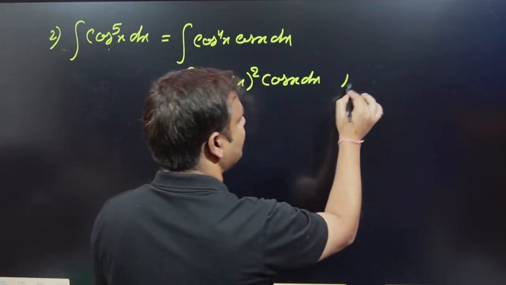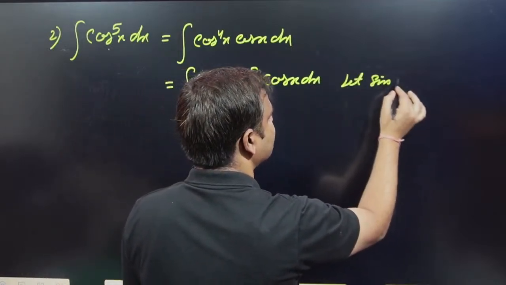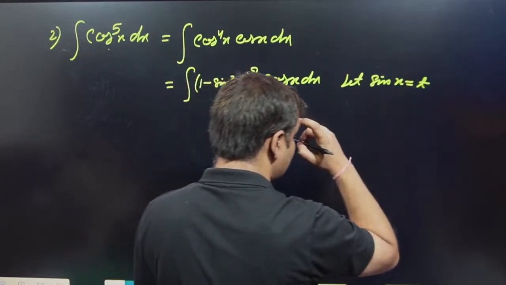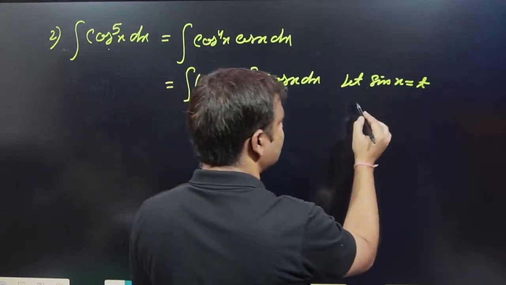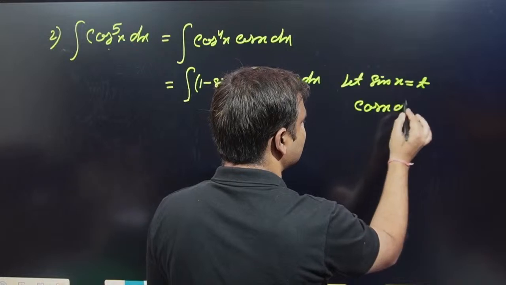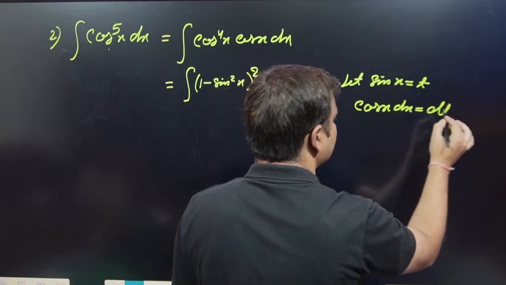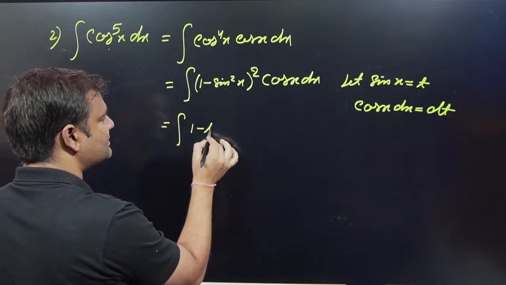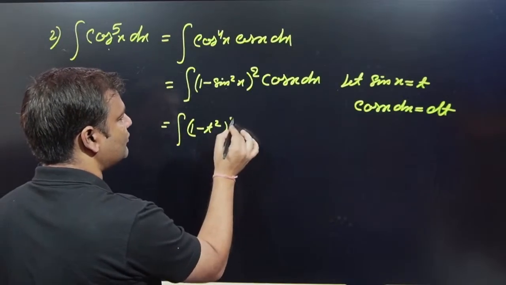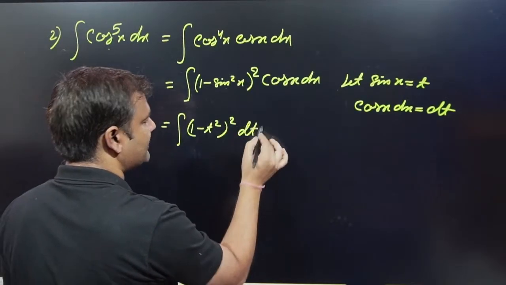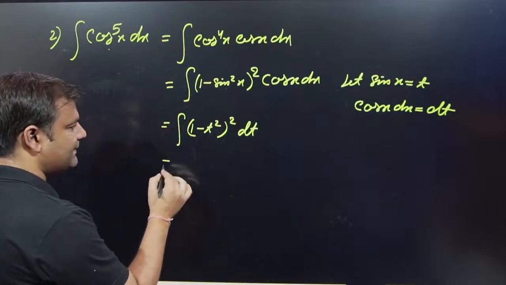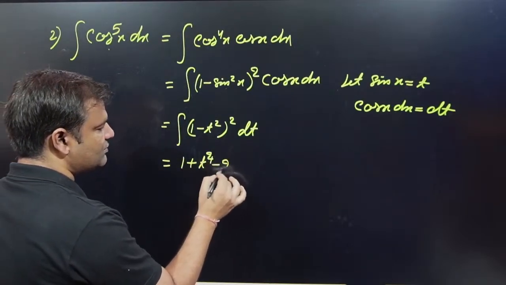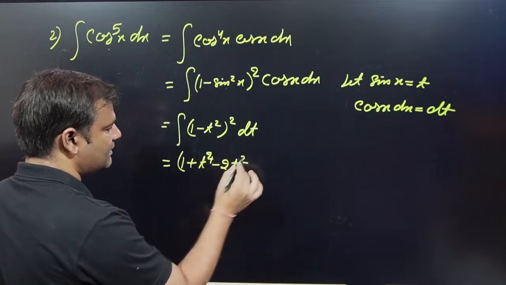Now after that let sin x be taken as t, then if we differentiate both sides with respect to x, this one is written as cos x dx equal to dt. So 1 minus t square to whole square, and that is dt. After that 1 plus t to power 4 minus 2t square dt.